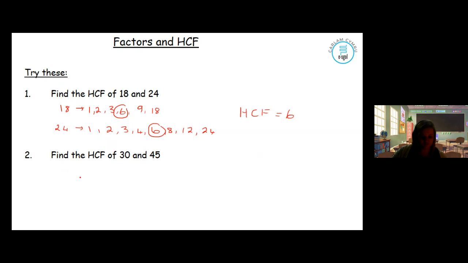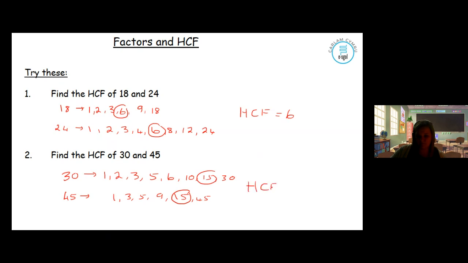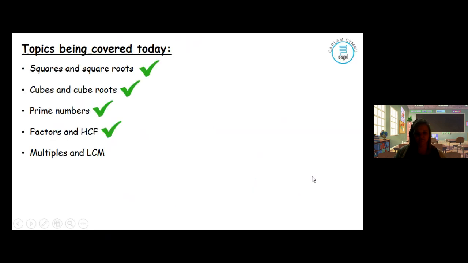And then the final question here, so factors of 30. So you should have listed 1, 2, 3, 5, 6, 10, 15 and 30 for the list of 30. And then the factors of 45, 1, 3, 5, 9, 15 and 45. Okay, so all the numbers are divided exactly into those. And you can see the highest common factor then is 15. Okay, well done.